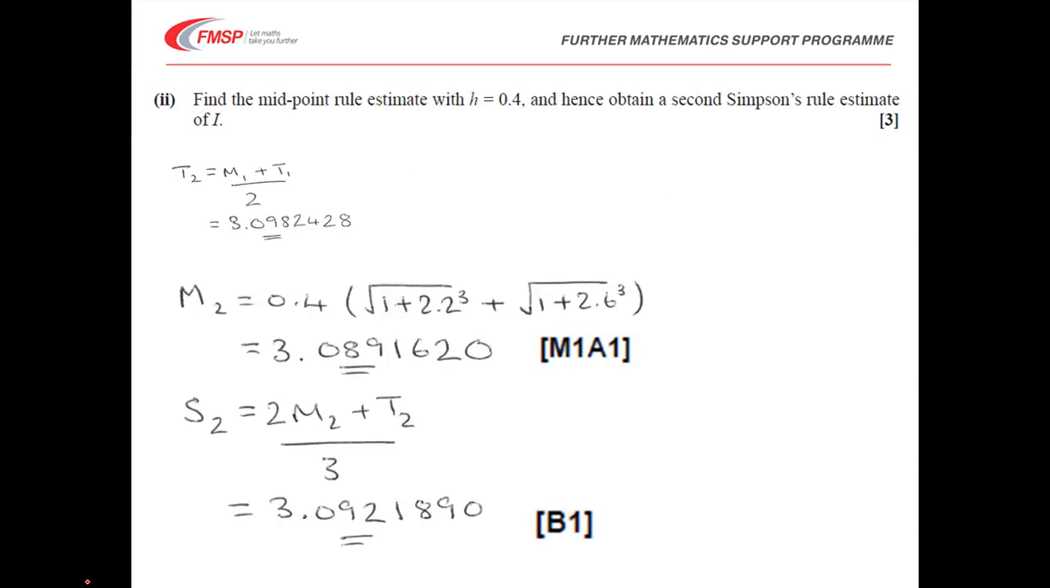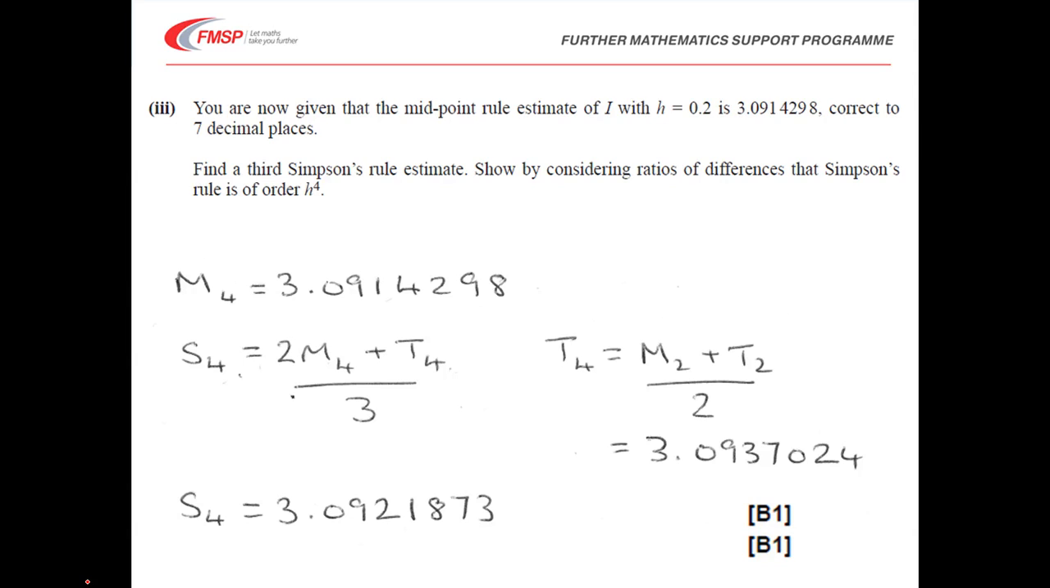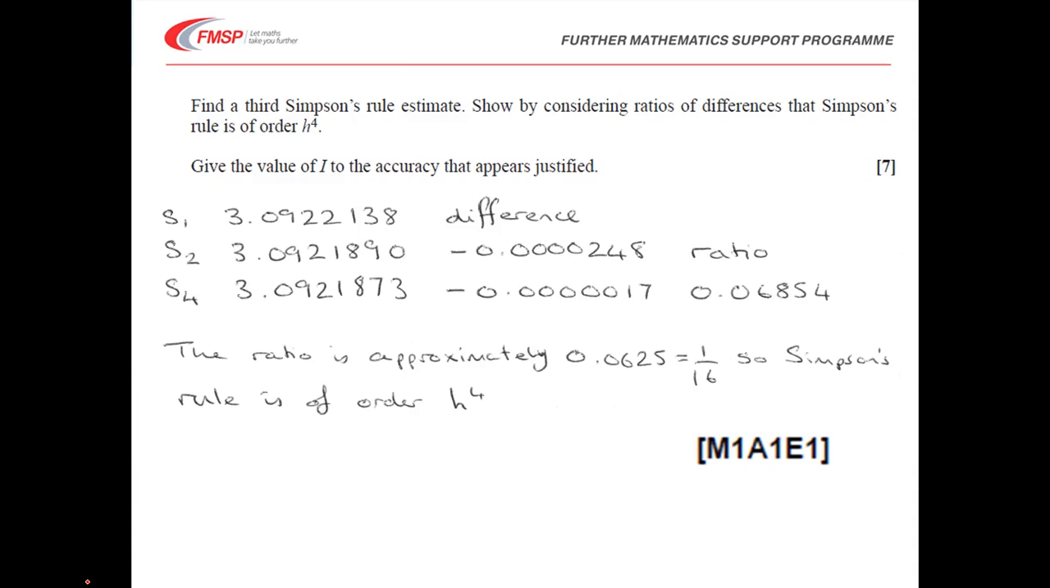Next one, we get 1 for the method for finding the midpoint and 1 for the answer, and then we only get 1 mark for getting the Simpson's right. For working out T4 you get 1 mark, for working out S4 you get 1 mark. The reason you're not getting any more at this stage is because you're using formulae that you've used before several times. For the next bit, showing the ratio of differences, that it's h to the 4, you get 1 mark for the method of showing in that table the differences and the ratio. You get 1 mark for the answer of that ratio coming out close to 1/16, and you get 1 for your explanation.